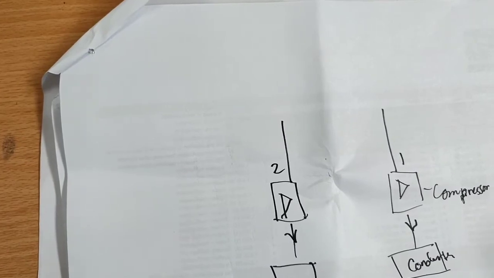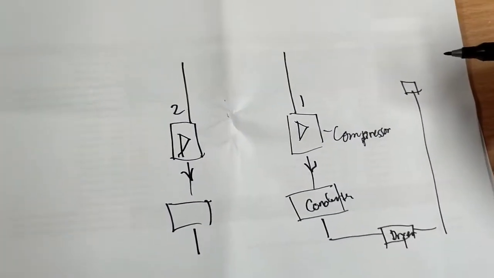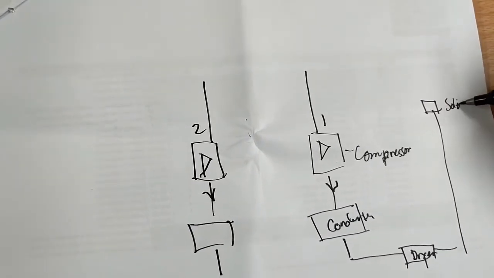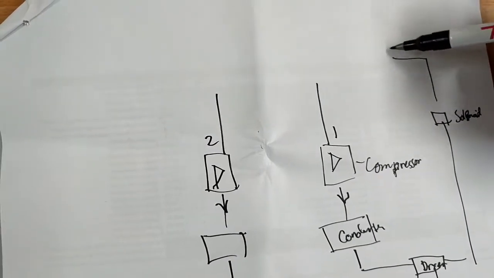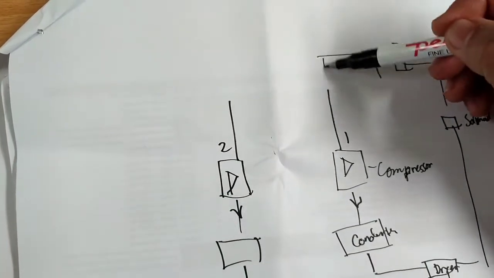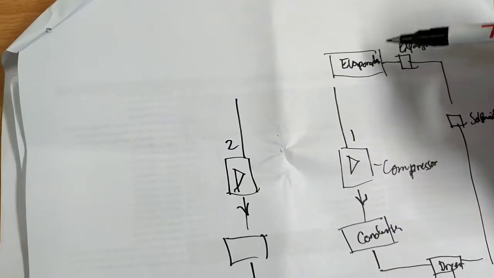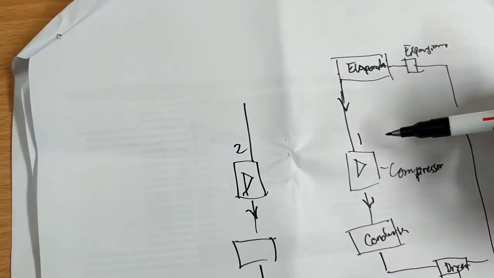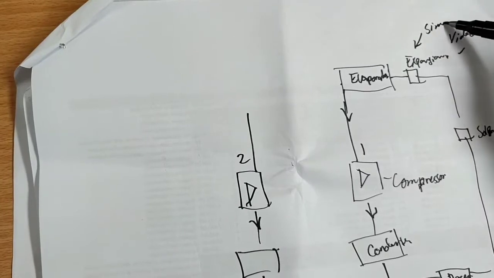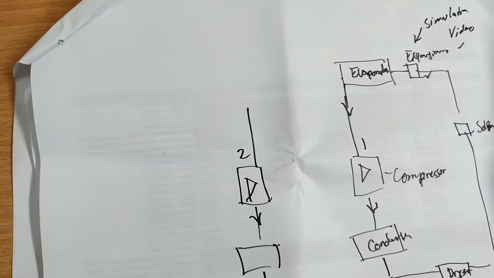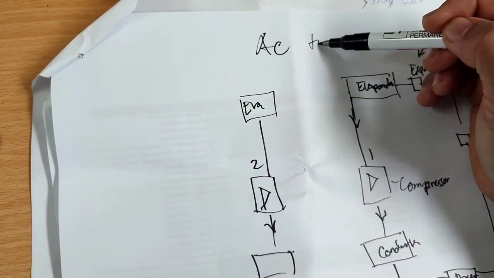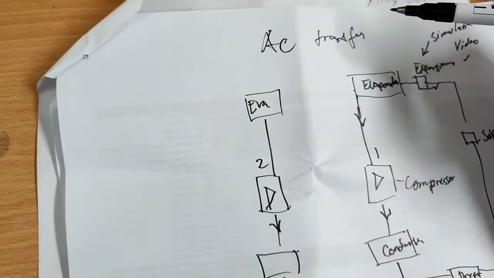We have here a dryer going to solenoid. Solenoid is controlled by temperature. Expansion valve, then evaporator. This is the refrigeration cycle, but in our system it's almost the same. We also have a video about the expansion valve, how to simulate and also change the temperature for the solenoid. This topic is for AC transfer of refrigerant.